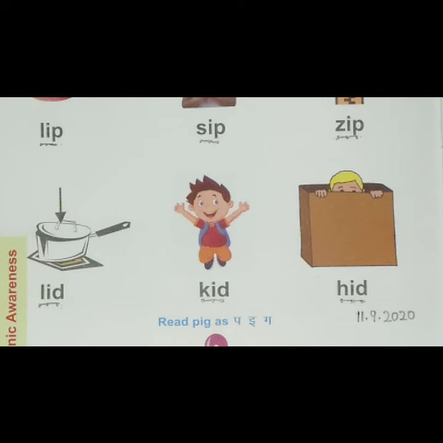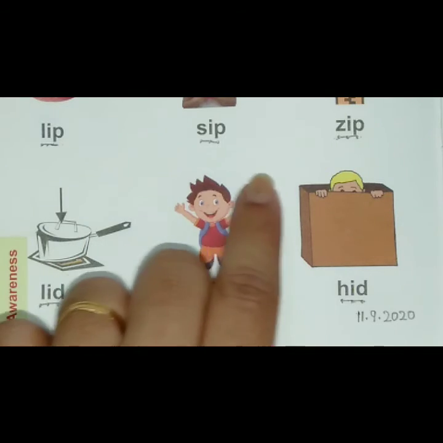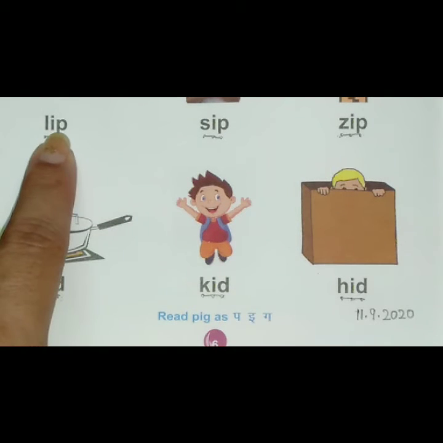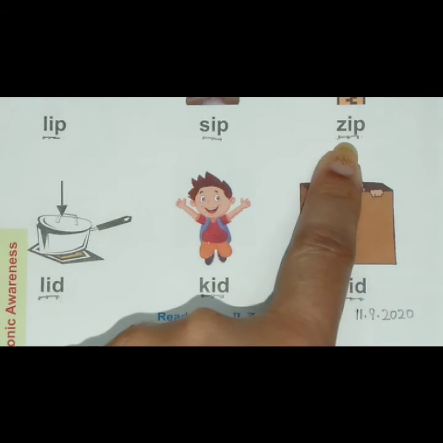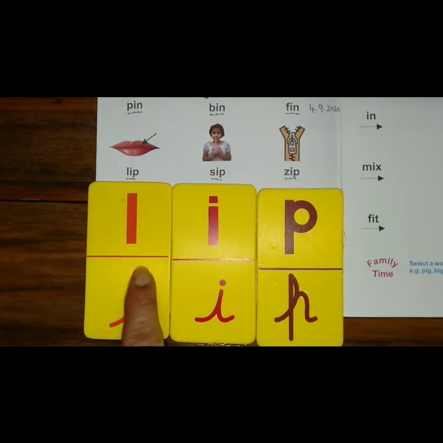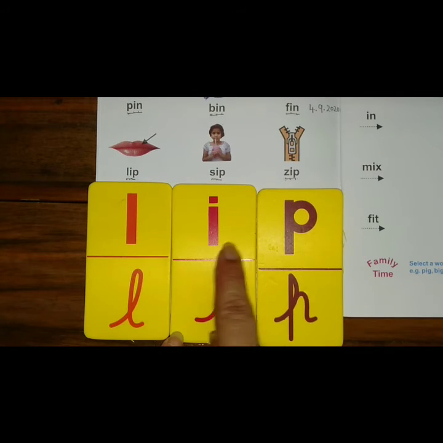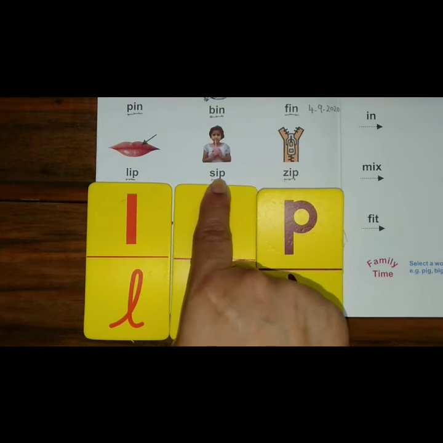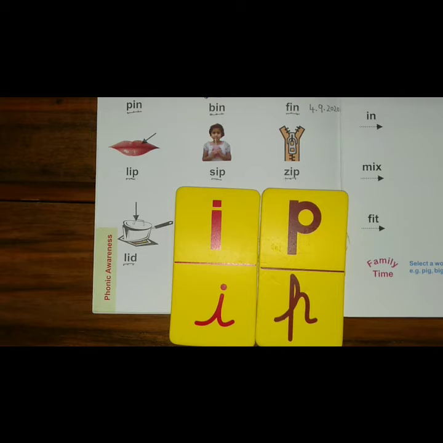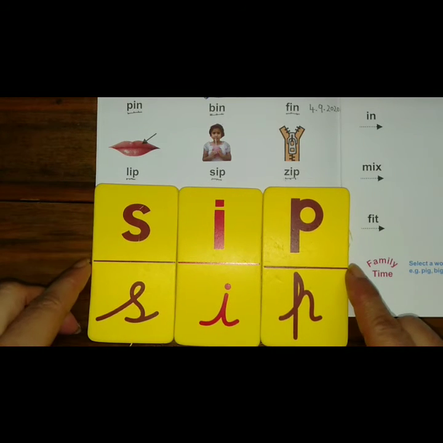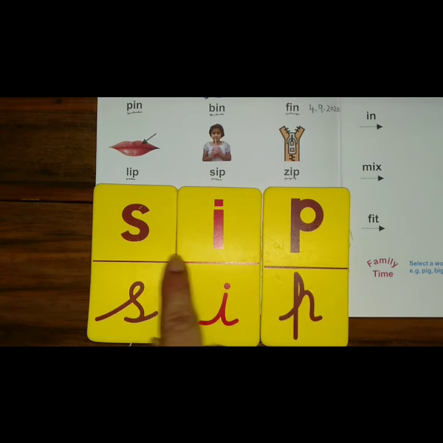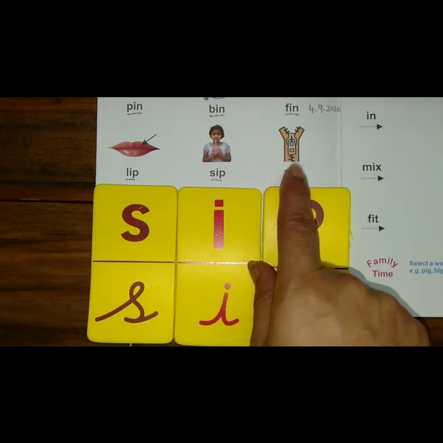Take out your alphabet cards with IP family. We are going to first make IP family, then we are going to make ID family. So get your L, IP card, S card and Z card ready. Now children, let's look at our first word, that was lip. L-I-P, lip. Next word is sip. So we need to bring in S and remove L. First sound is changing. Last two sounds remain same. S-I-P, sip.